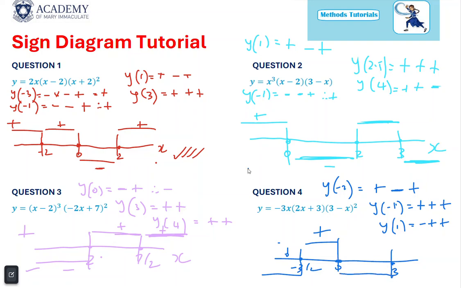And lastly, y of 4 will be negative, positive, positive, so down here at negative again. That's my x's, that's my positive or negative y's, and they're the 4 sign diagrams.